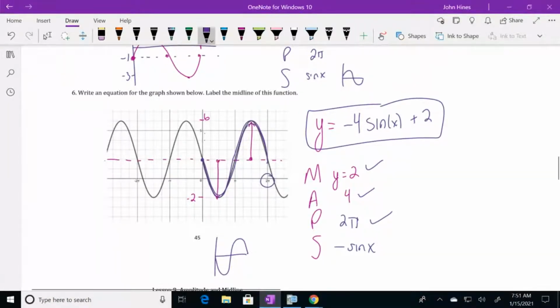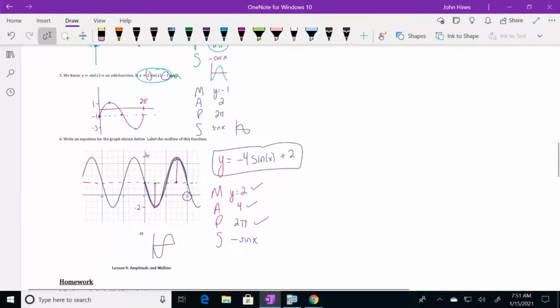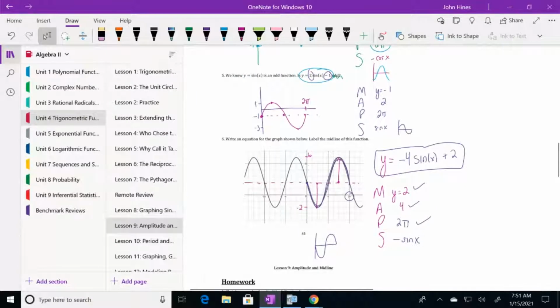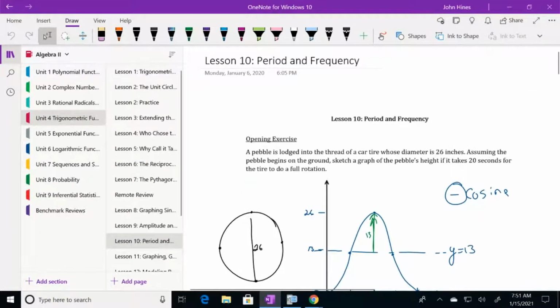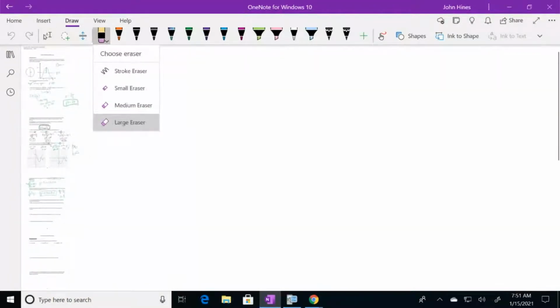All right, so we need to be comfortable working both ways. Here's the equation, make the graph. Here's the graph, make the equation. So that's kind of a quick review of amplitude and midline. Let's talk a little bit about period. We'll do a couple problems and then we're gonna call it a day.